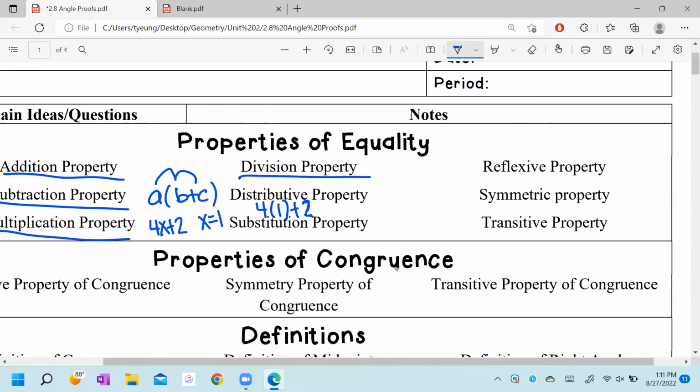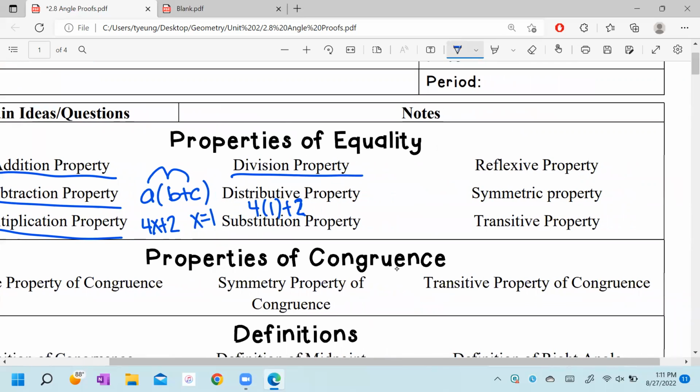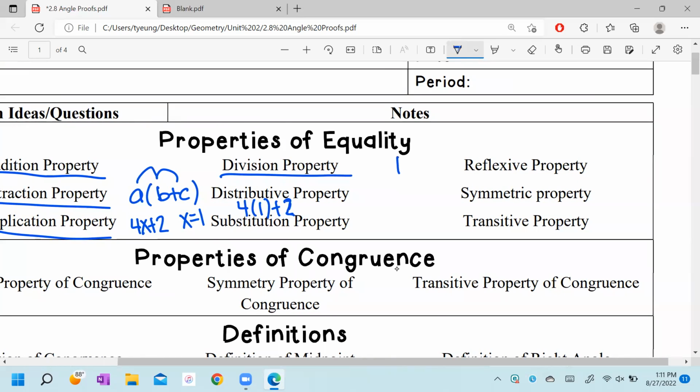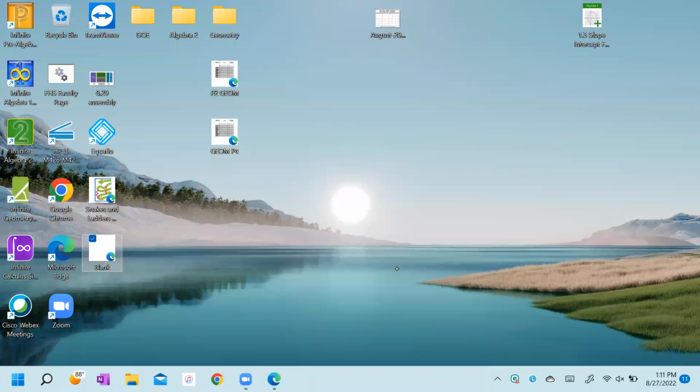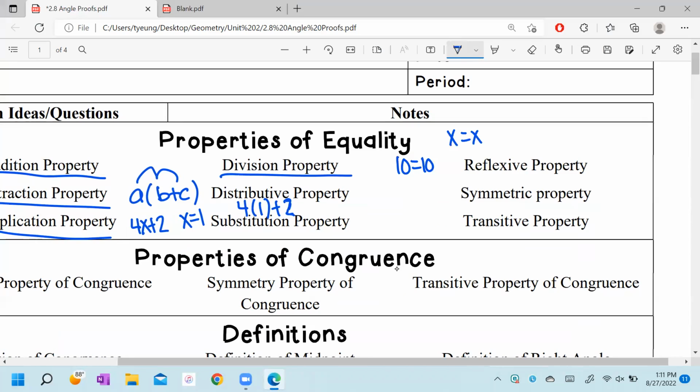Following that, we have the reflexive property. This just says that something is equal to itself, which is very obvious. So 10 is equal to 10, x is equal to x. Following that, the symmetric property. All this is saying is if we have A is equal to B, then B is equal to A.